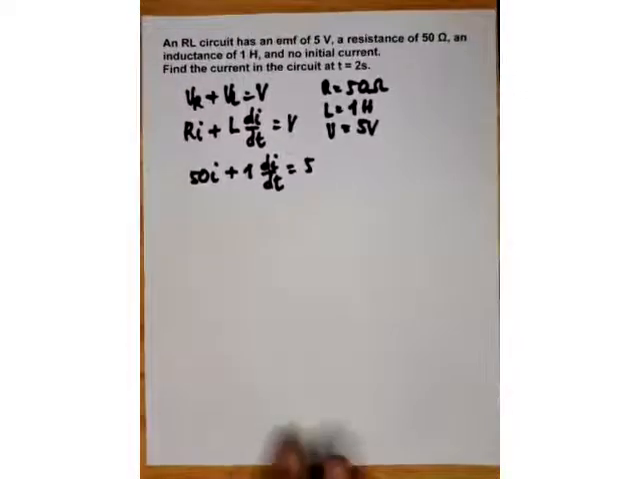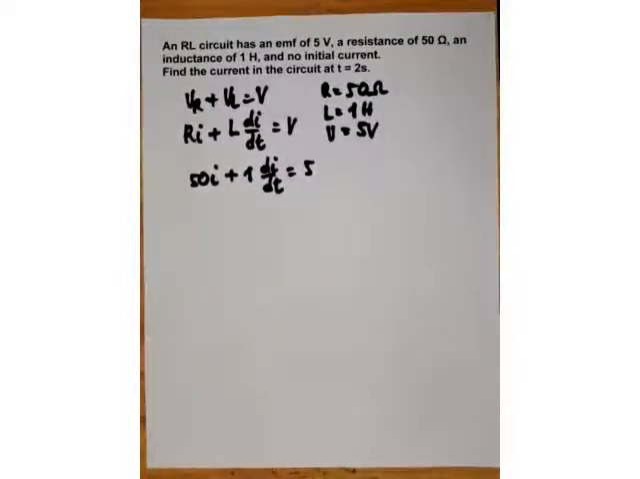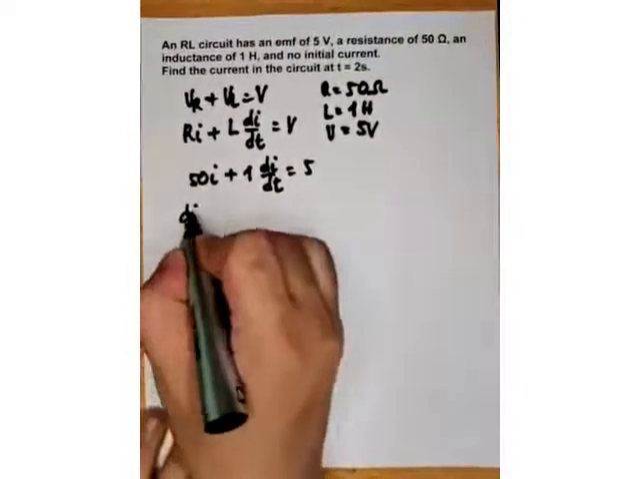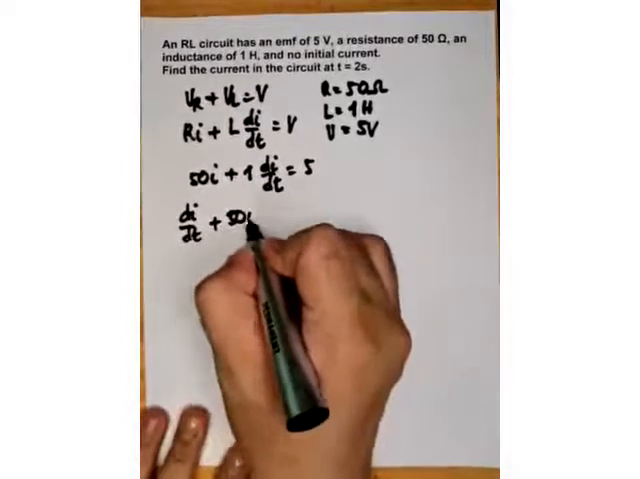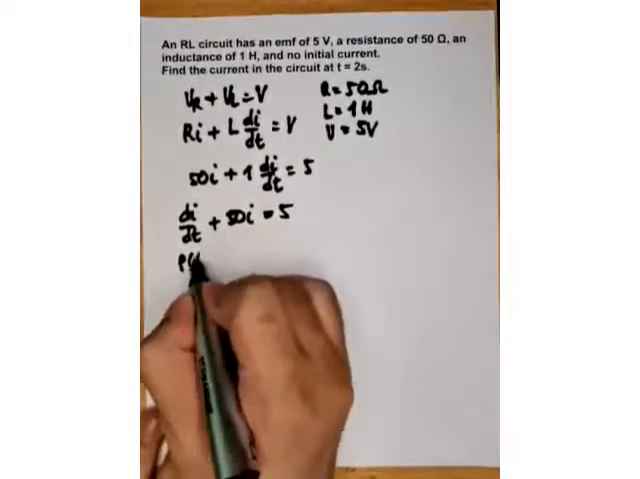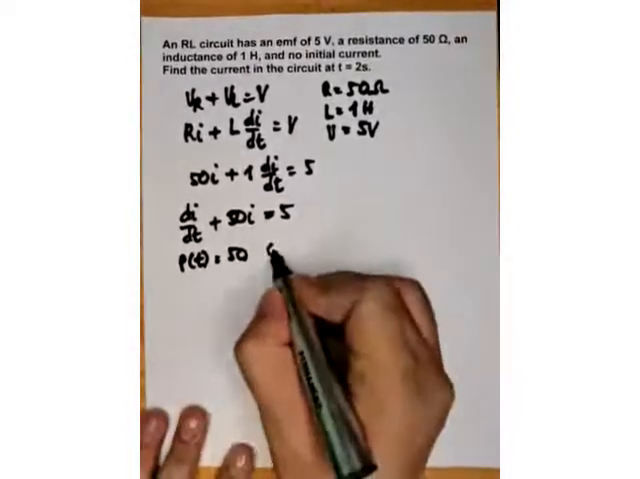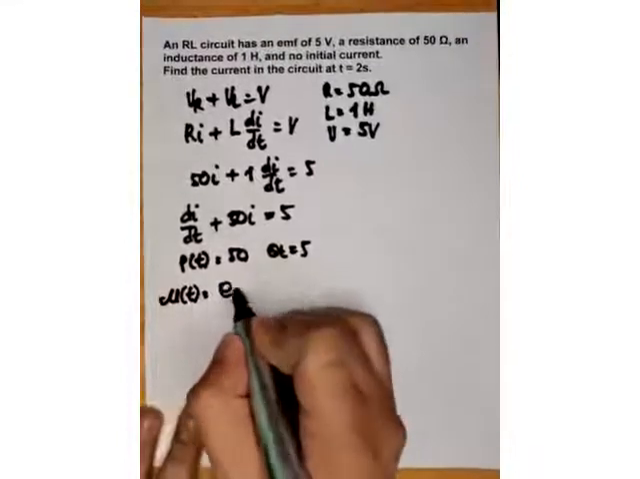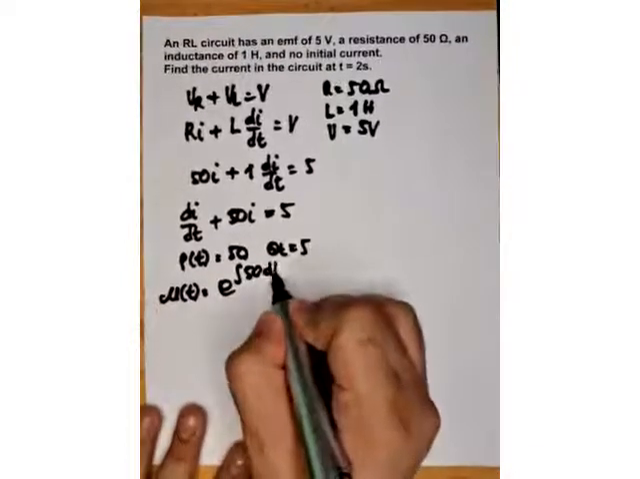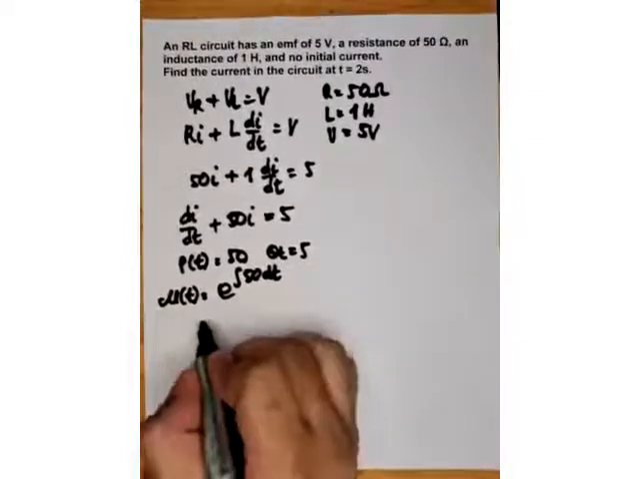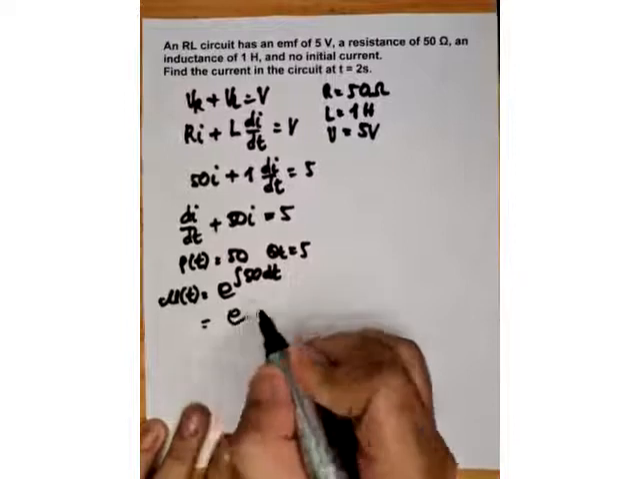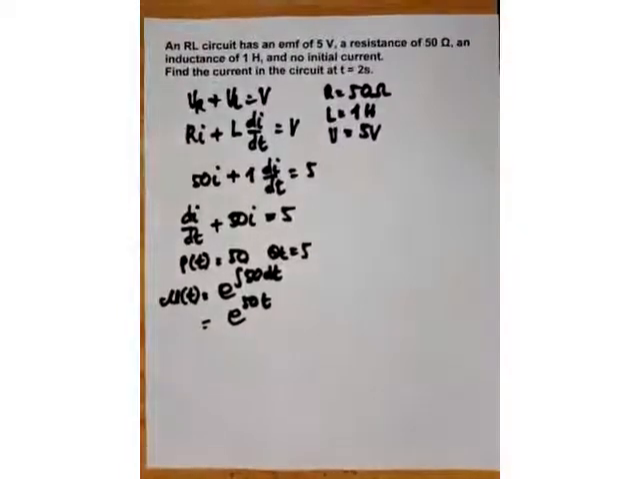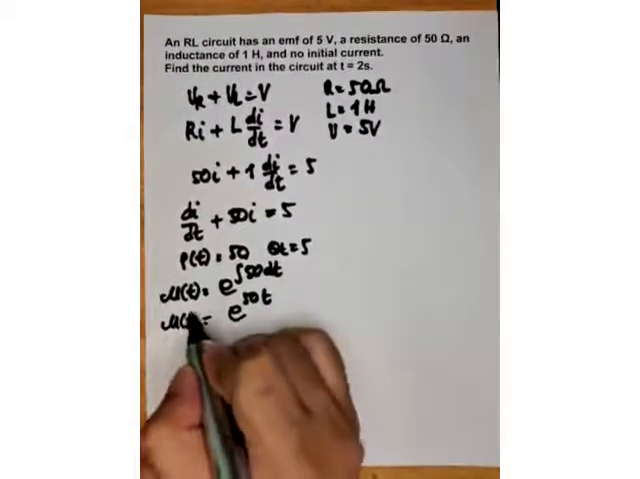Ngayon, isolve na natin yung ating differential equation. Anong klaseng method na pwede natin gamitin? So that's a linear. Ipagpapalitan ko lang sila ng lugar. So di over dt plus 50i is equal to 5. So what's our P of t? P of t is 50, and our Q of t is 5. So let's get the integrating factor. That's e raised to the integral of 50 dt. So the integrating factor is e raised to 50t.